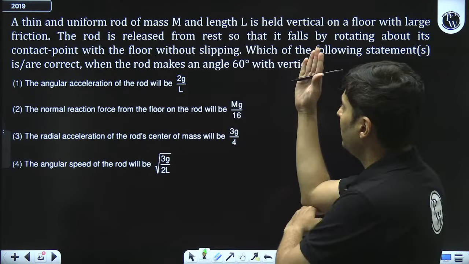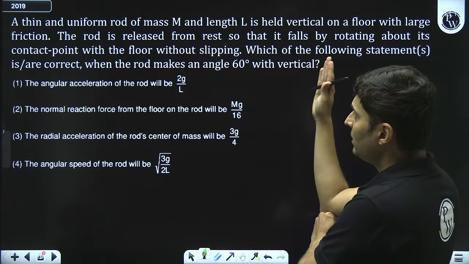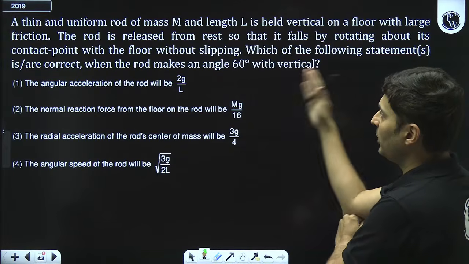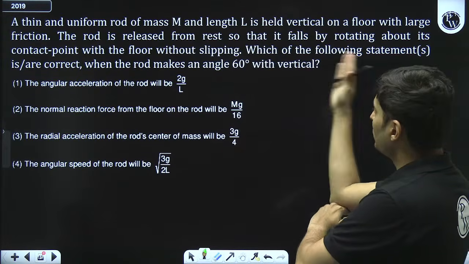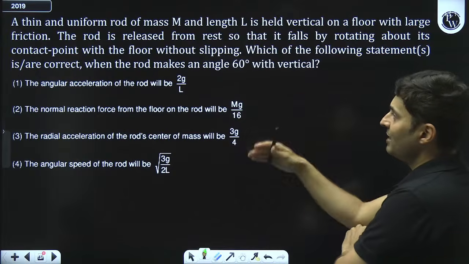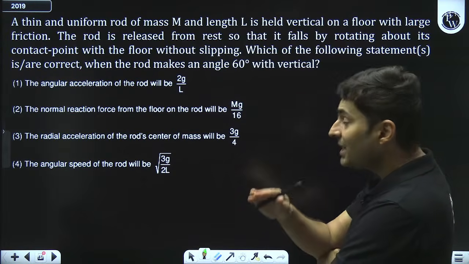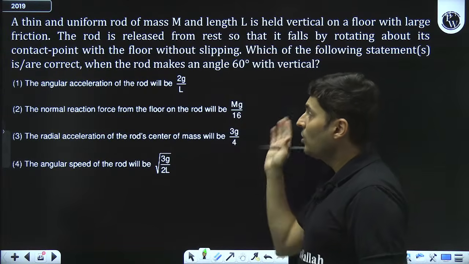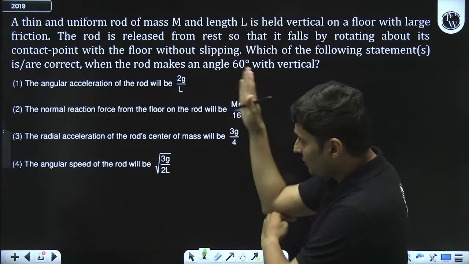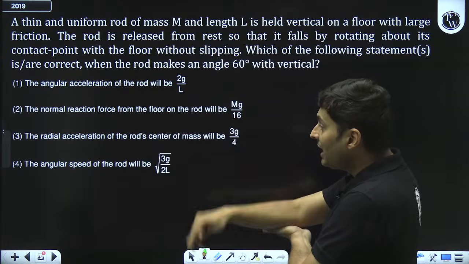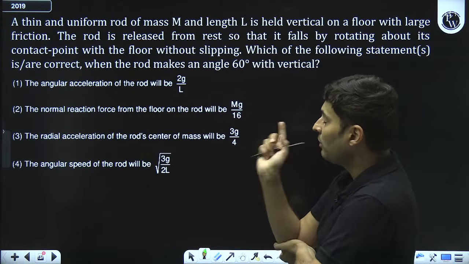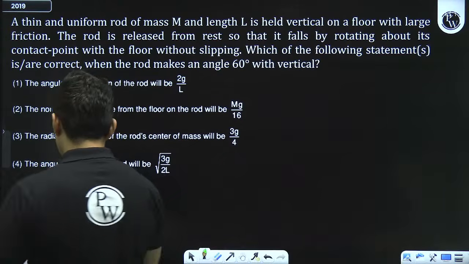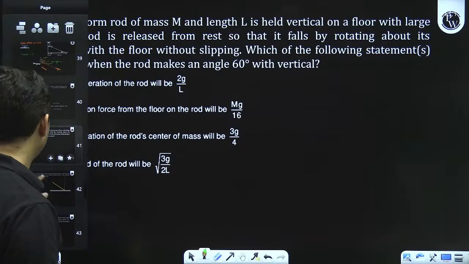Now, there is a rod of length L, held vertical, with friction, released from rest so that it falls by rotating about the contact point with the floor without slipping. So it goes like this. Which of the following statements is correct when the rod makes 60 degrees with the vertical? Angular acceleration of the rod, normal force from the floor, radial centripetal acceleration of the center of mass, angular speed, everything literally. Okay, so let's try this out.